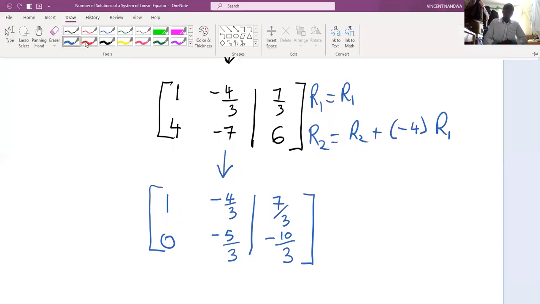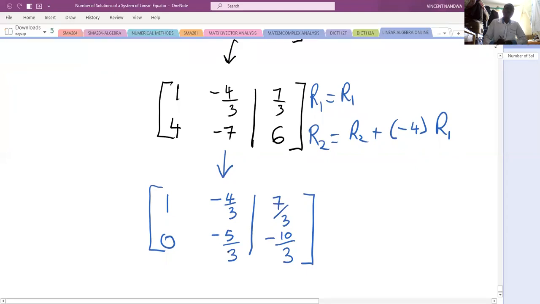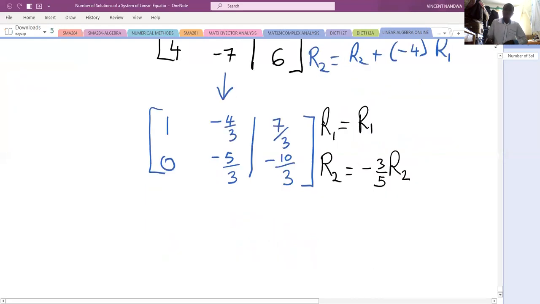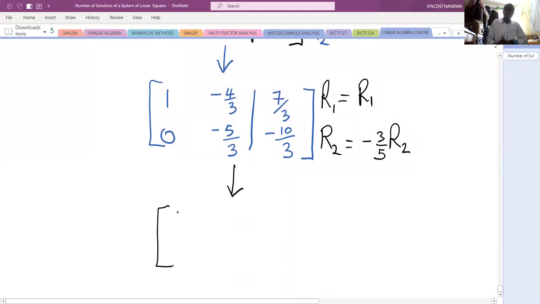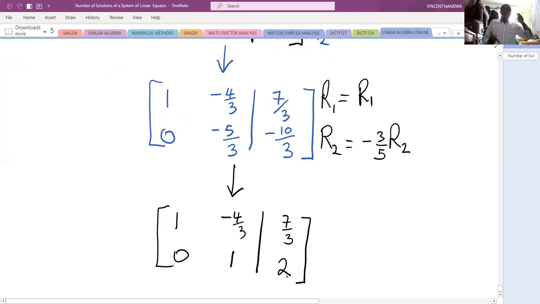Now we expect to have 1 in this position for the matrix to be in echelon form. We achieve that by keeping row 1 and setting row 2 to be minus 3 over 5 times row 2. That gives 1, minus 4 over 3, 7 over 3, and 0, 1, 2. This matrix is in row echelon form. If it was Gaussian elimination, we would stop here and use back substitution.